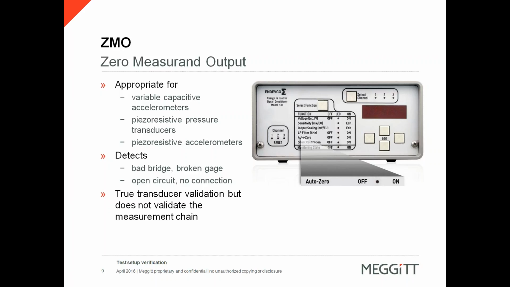Depending on the signal conditioner being used, the methods may be different in setup. For example, the Meggitt Model 136 signal conditioner can be set up with the auto 0 turned off, and the ZMO can be measured at the output of the signal conditioner or by the data system. This tests connectivity and signal conditioning, of course. Do you have additional thoughts, David?